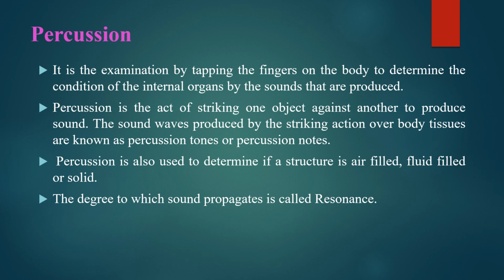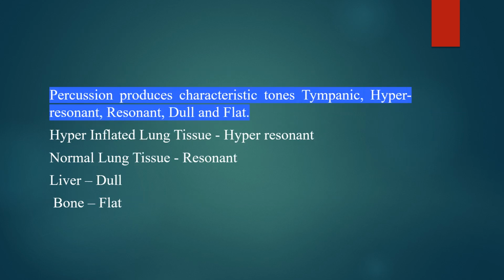The degree to which sound propagates is called resonance. Percussion produces characteristic tones such as tympanic, hyperresonant, resonant, dull and flat. Hyperinflated lung tissue is hyperresonant. Normal lung tissue, if you check percussion, will be resonant. In the liver, dull; bone, flat. These are the characteristics.